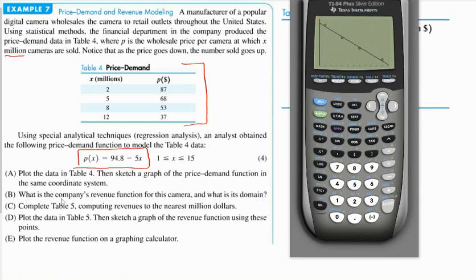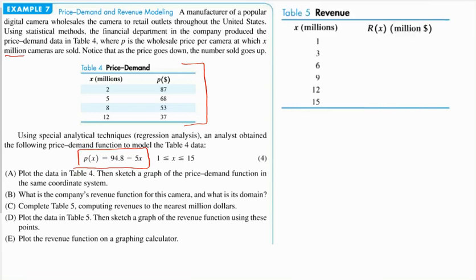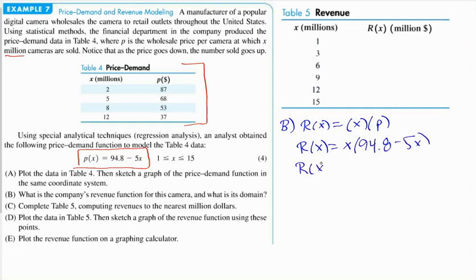So now, part B, what is the company's revenue function for this camera? Well, we can do that. The revenue function is going to be X times P, but we have a function for P, so it's X times 94.8 minus 5X, or we can say the revenue function is 94.8X minus 5X squared.